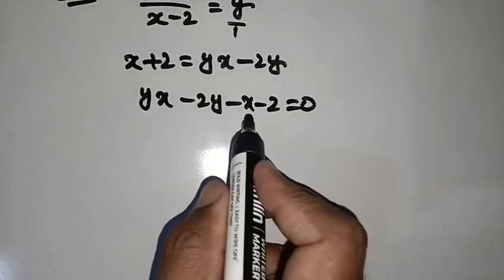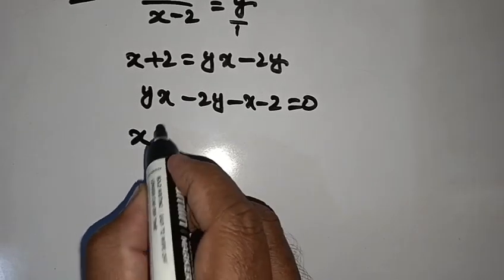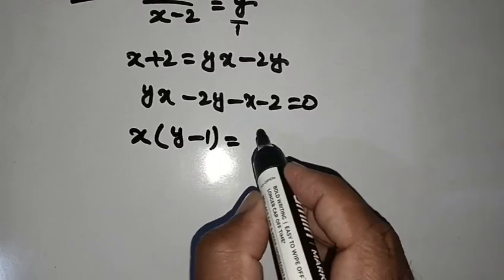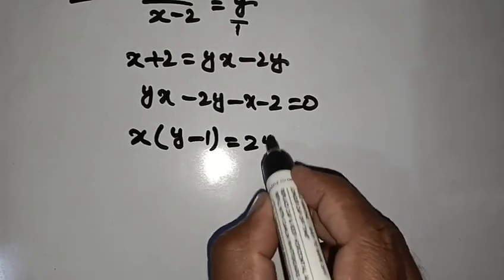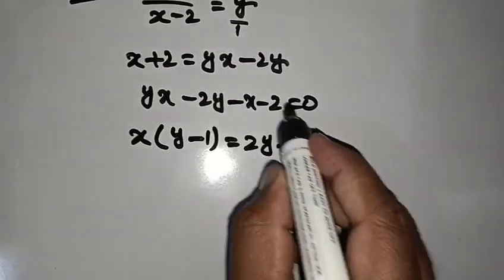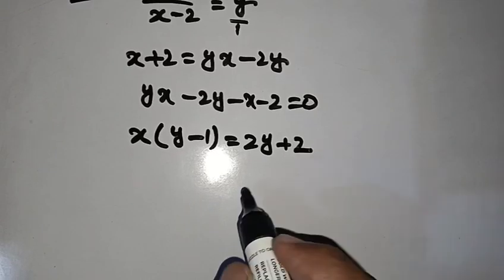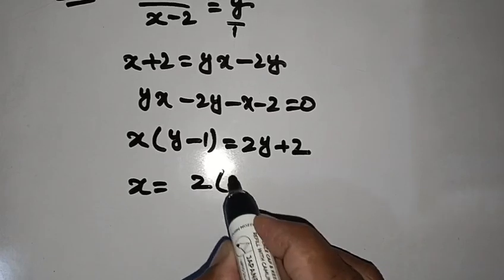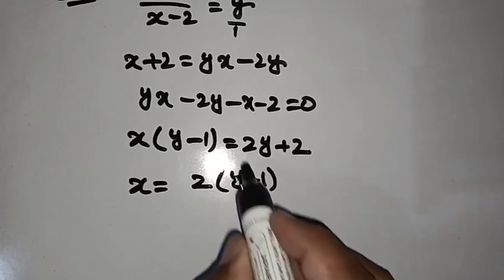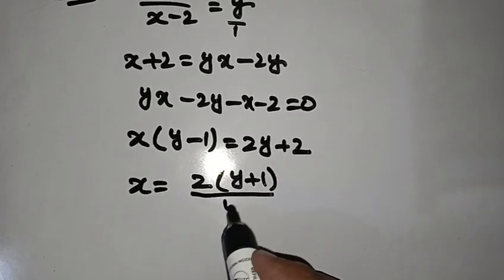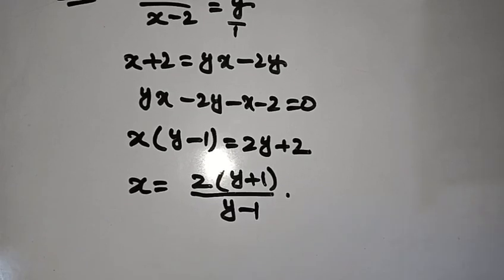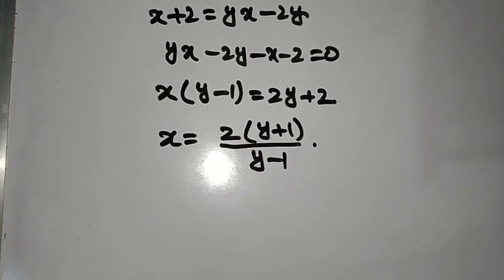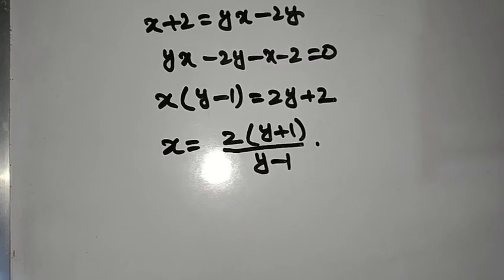So first of all, I take x as a common factor, and here it is (y-1) from these two terms is equal to the other two terms I take to the right hand side, which are minus 2y and minus 2. They become plus 2y and plus 2. So x is equal to, in this, 2 times (y+1) by taking 2 as a common factor, divided by (y-1). This is actually x. x is 2 times (y+1)/(y-1). So now what is required to find?